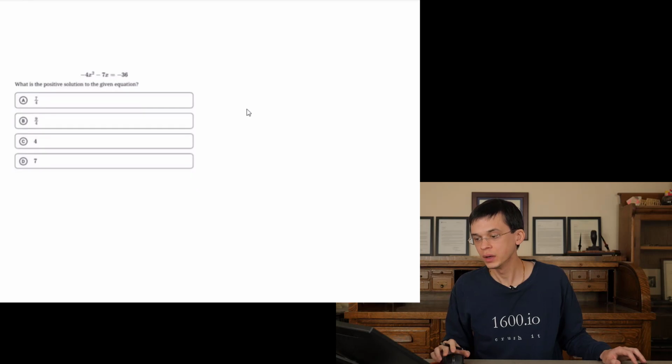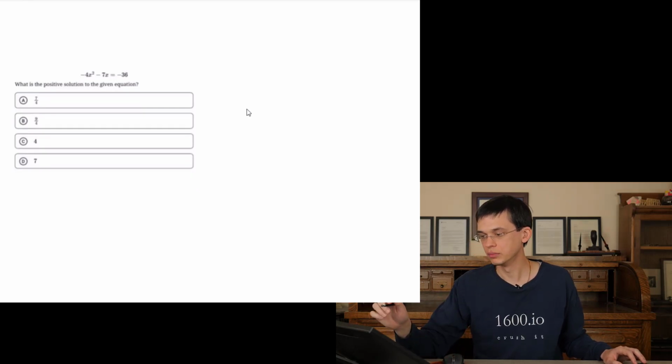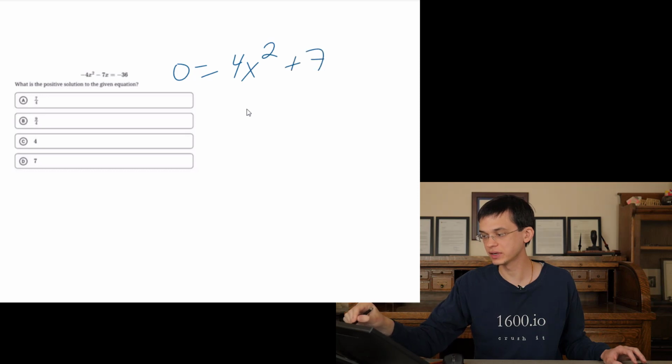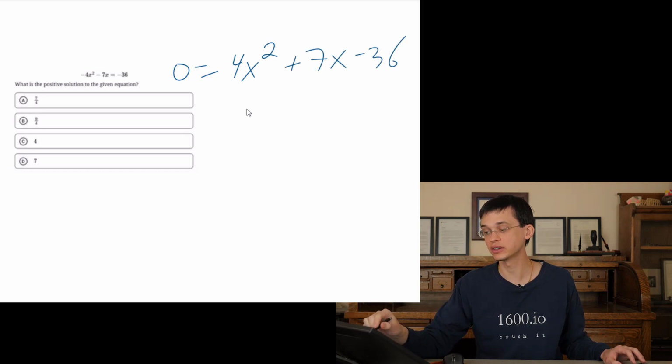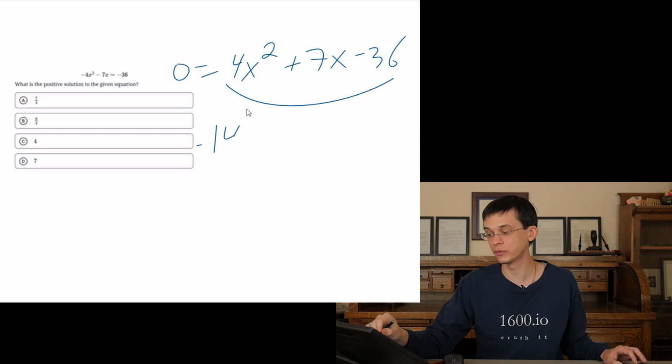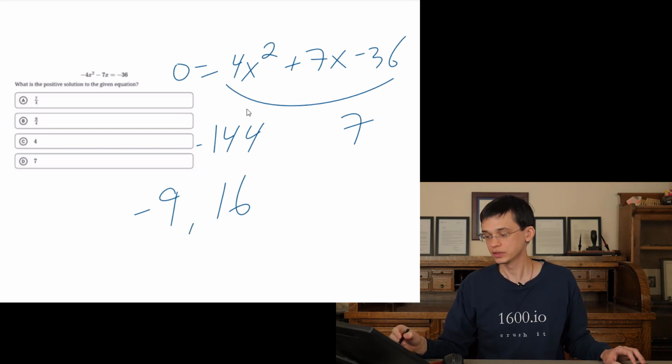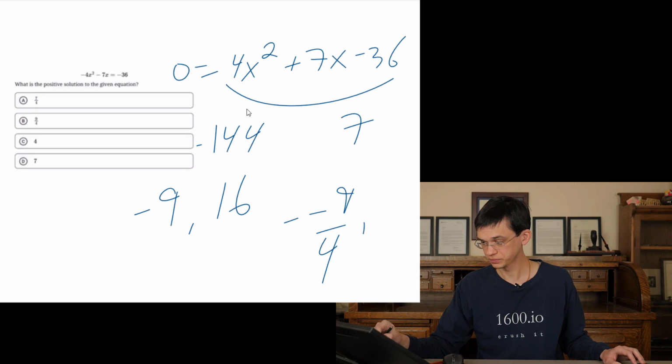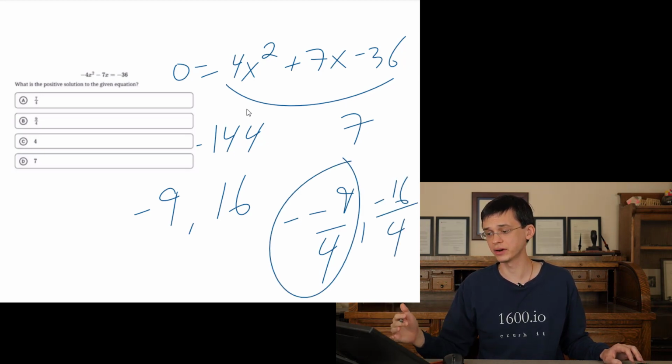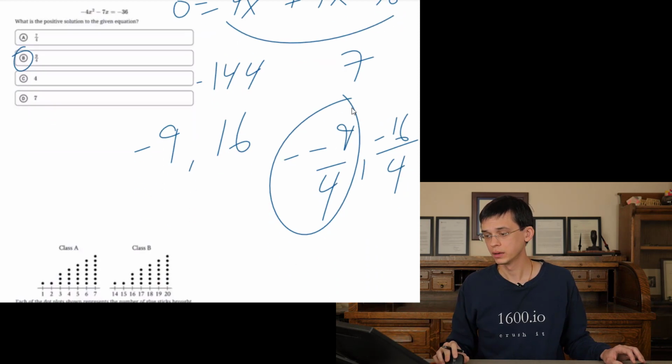That's great too. What's the positive solution? Move everything over to one side. So we get 4x squared plus 7x minus 36. Let's use the AC factor method. Two numbers that multiply to negative 144 that add to 7. That's going to be negative 9 and 16. So the solutions are going to be negative 16 over 4 and 9 over 4. The only positive solution is 9 over 4, or B.